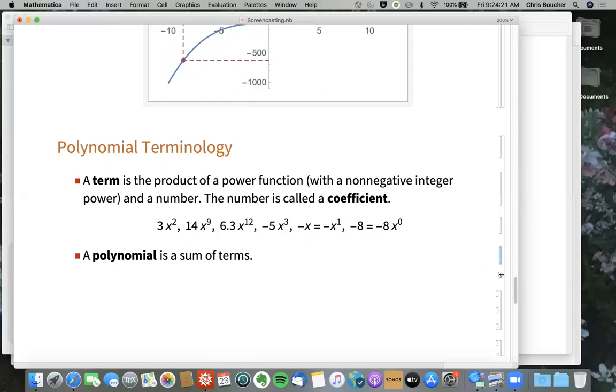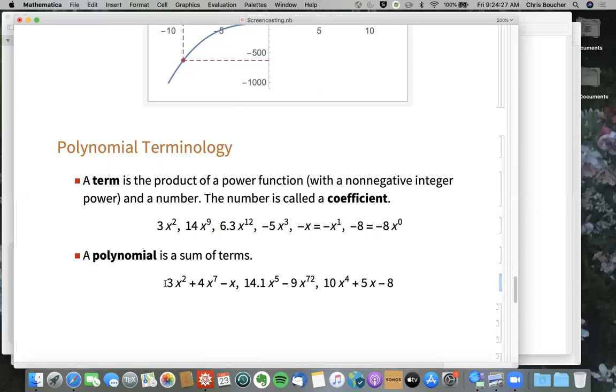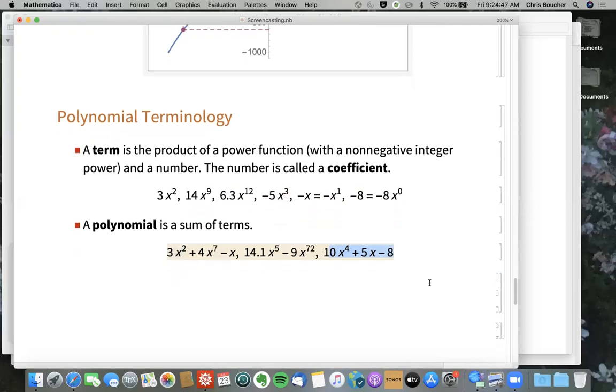A polynomial is just a sum of a bunch of terms. So I just add up, and I can add up as many terms as I want. Here's a polynomial that has 3 terms added together, the terms 3x squared, 4x to the 7th, and minus x. Here's a polynomial that has 2 terms. Here's another polynomial with 3 terms. You could have a polynomial with 8 terms or 10 terms, or even just a single term qualifies as a polynomial.